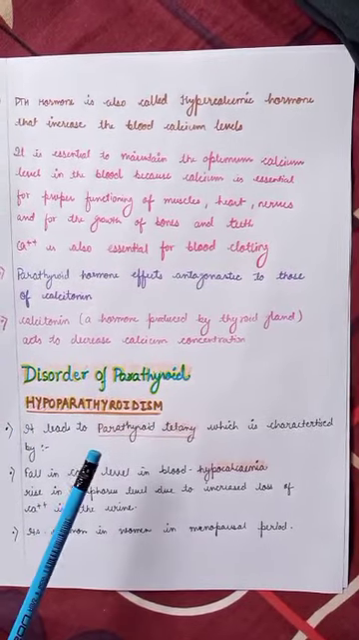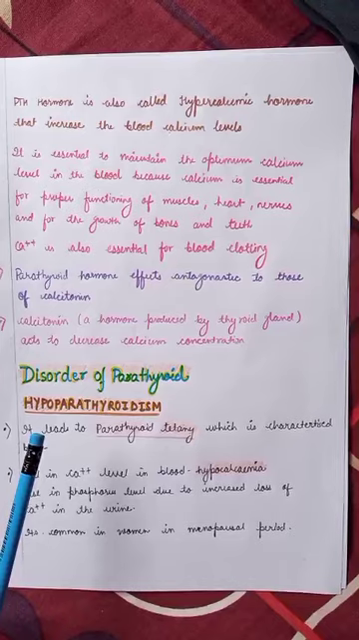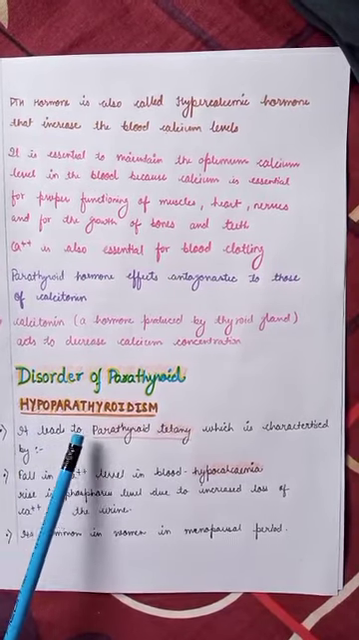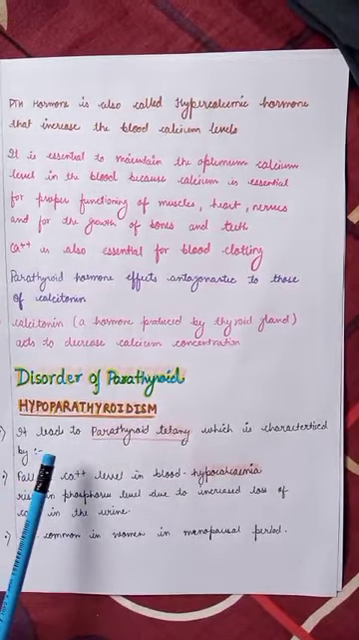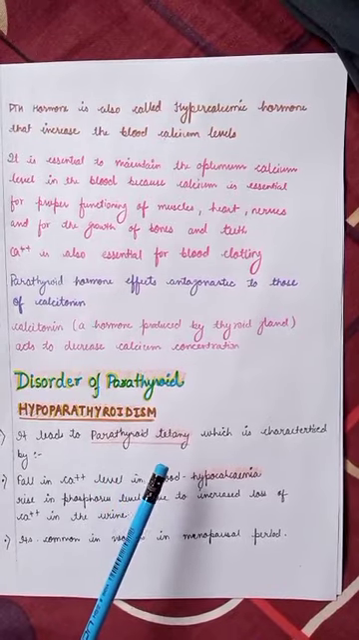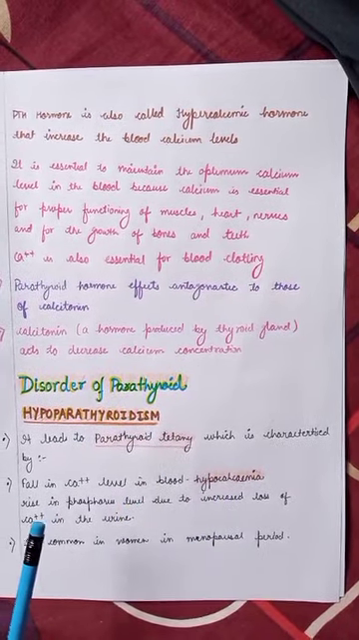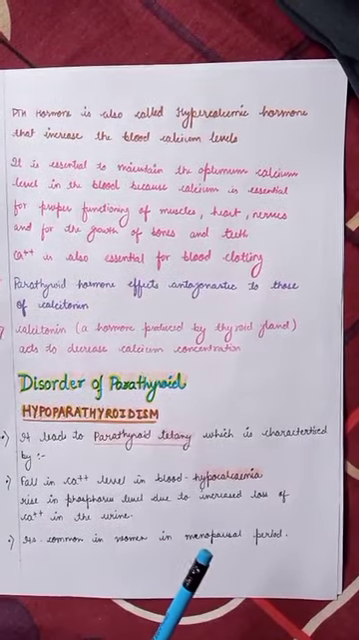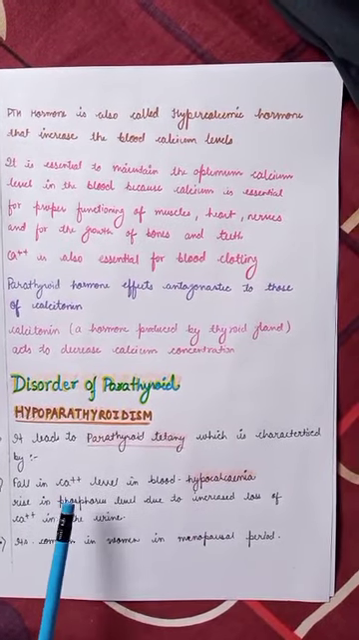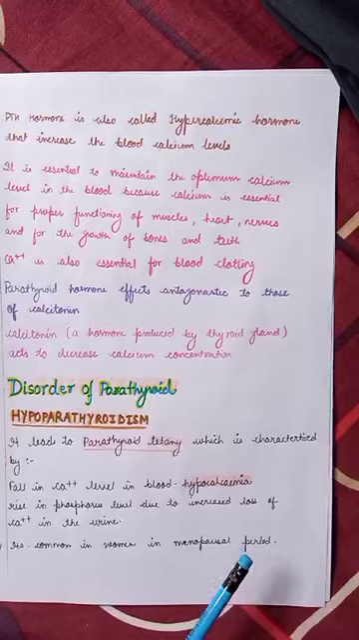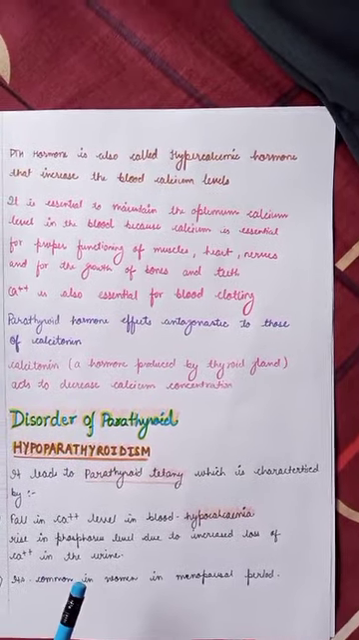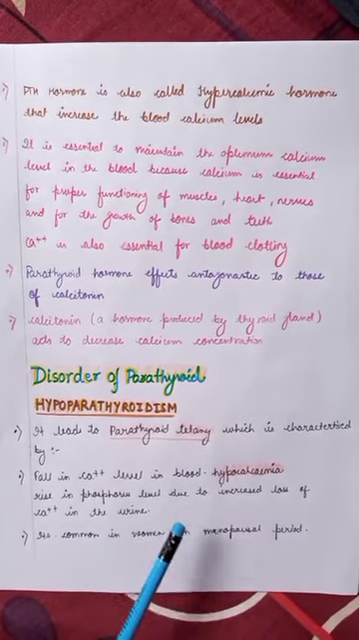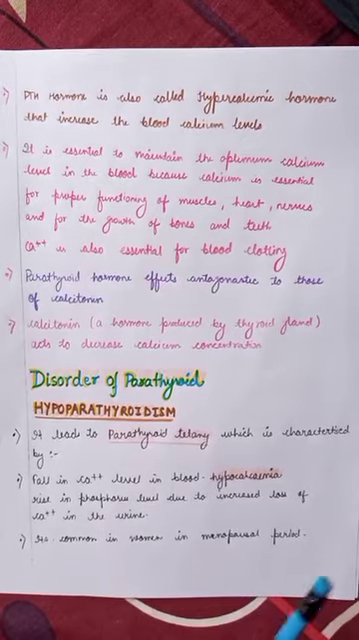What are the disorders of parathyroid? Hypoparathyroidism. It leads to parathyroid tetany, with a fall in calcium level in blood, which is called hypocalcemia, and a rise in phosphorus level due to increased loss of calcium in the urine. It is most common in women in the menopausal period.